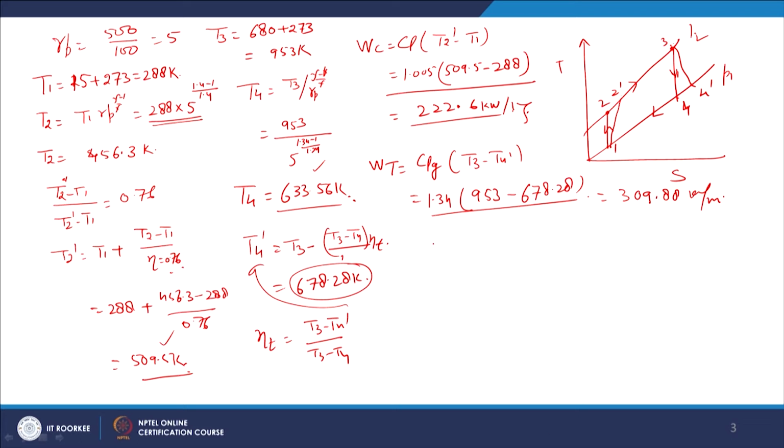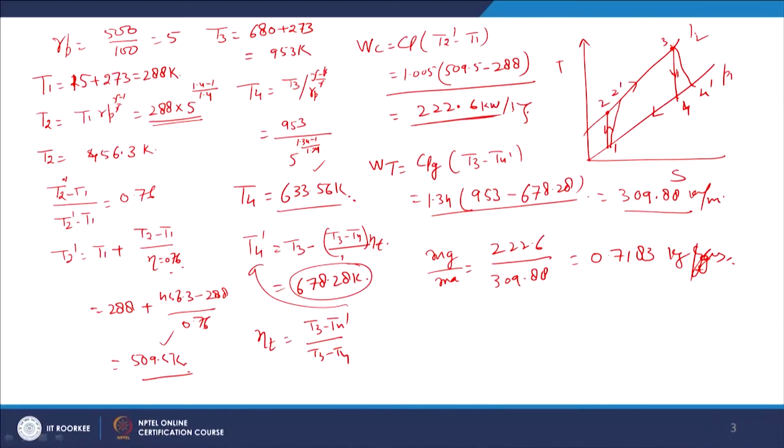So the mass of the gas is 222.6 divided by 309.88, which is equal to 0.7183 kg, and this is gas. It means the output of the turbine operating between 3 and 4 is this much per kg of gas, and the input to the compressor is this much per kg of air. So we don't have to provide a flow rate of 1 kg per second in the turbine. It has to be less than that. How much less? We have taken the ratio.